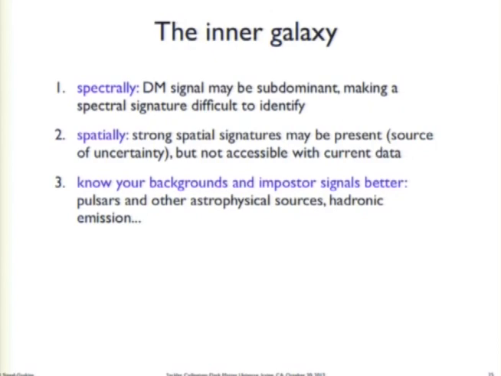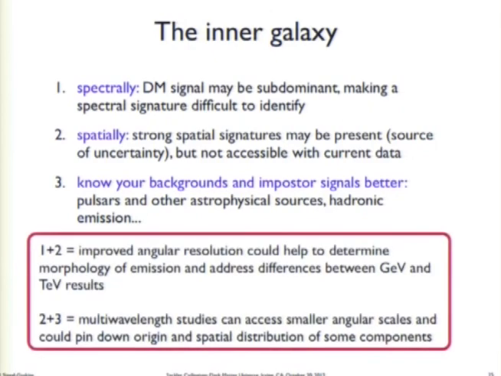So for the future, I think that putting 1 and 2 together, the spectral and the spatial information, could be really key. If we use this improved angular resolution, we could help determine the morphology of the emission in the galactic center, and hopefully address differences between the GeV and the TeV results. Also, if we combine the spatial information with knowing these background signals, in particular by using multi-wavelength studies that can access smaller angular scales, these could help pin down the origin and the spatial distribution of some of the components.